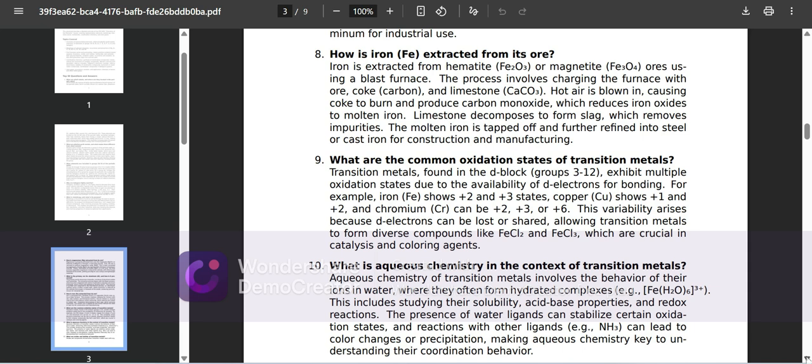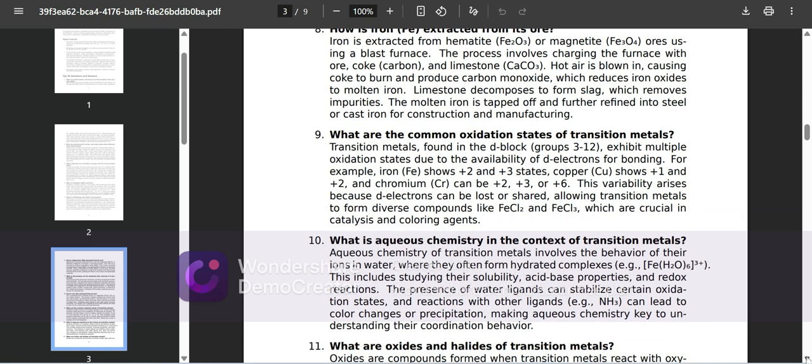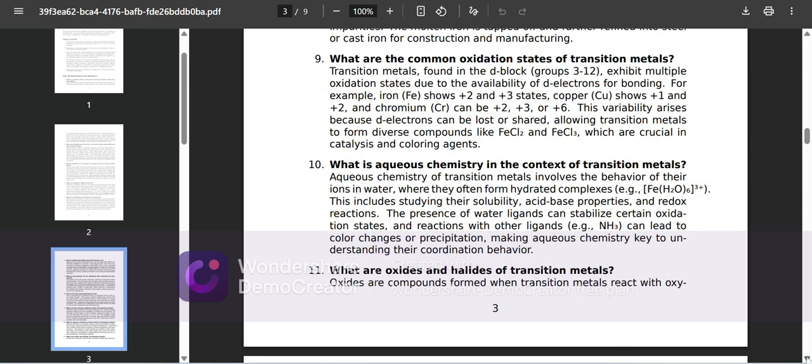The molten iron is tapped off and further refined into steel or cast iron for construction and manufacturing. What are the common oxidation states of transition metals?